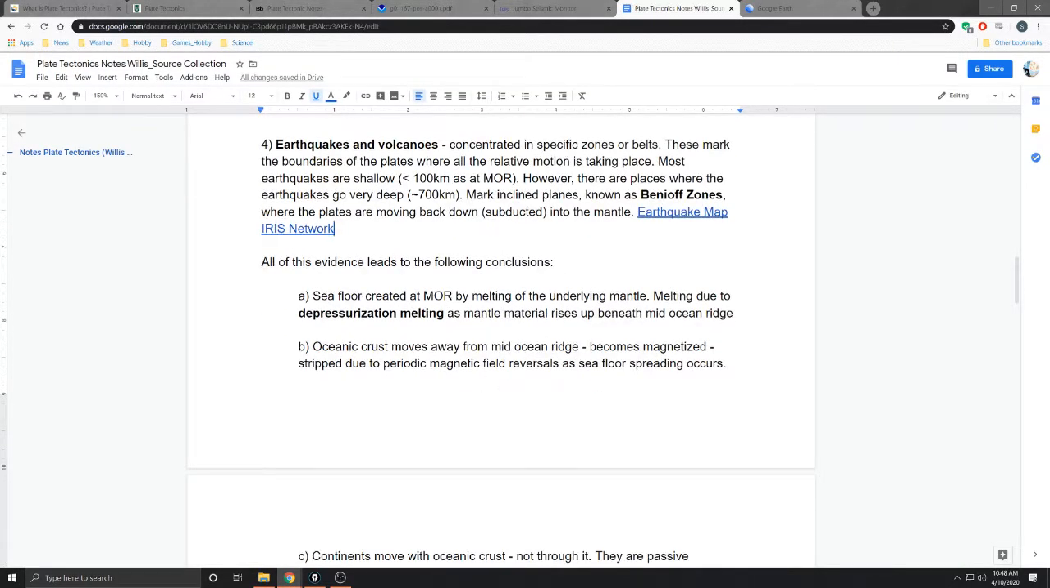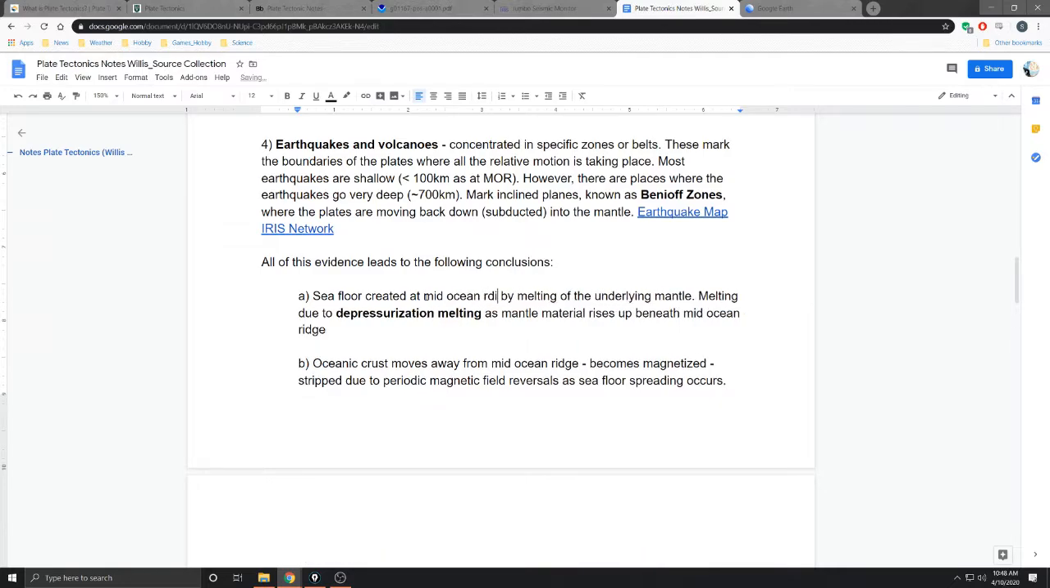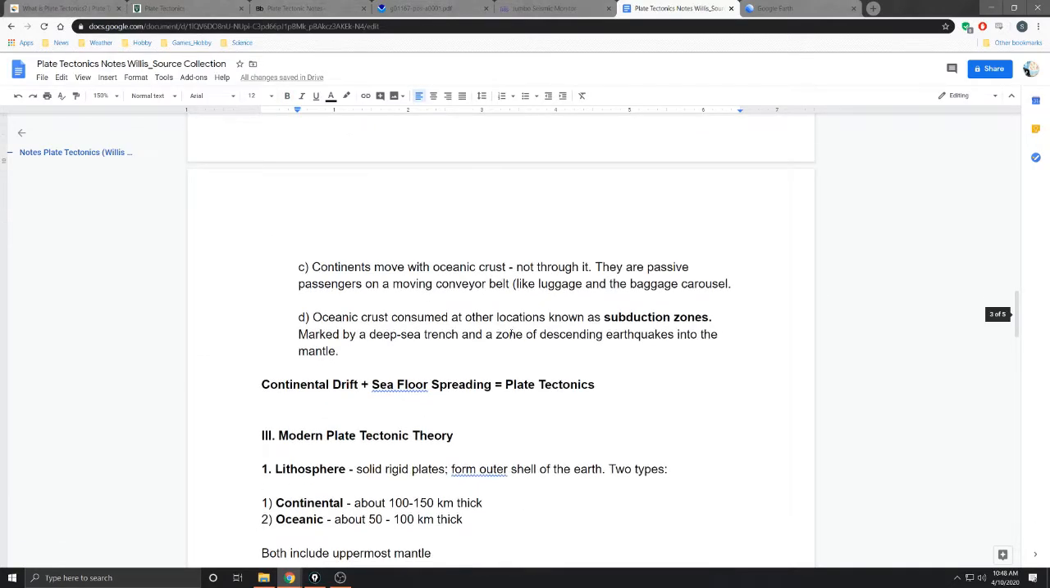All right, so seafloor created at the mid-ocean ridge. Let me go ahead and fix that. By the melting of the underlying mantle. And I left some ideas and some terms here that you guys can add into your notebook, and you can use Google to review those particular things.